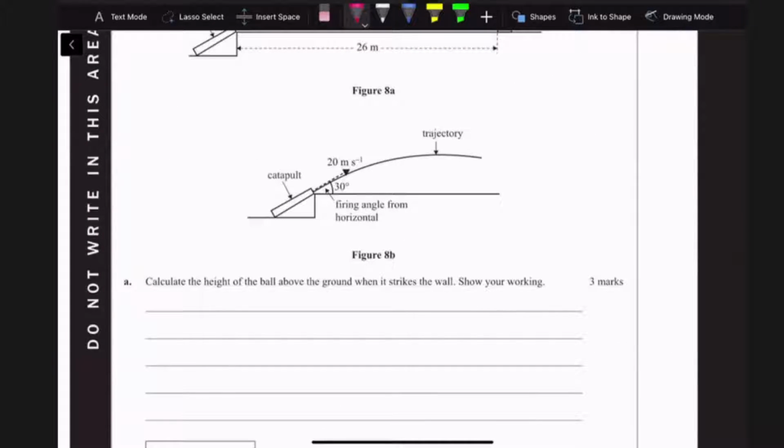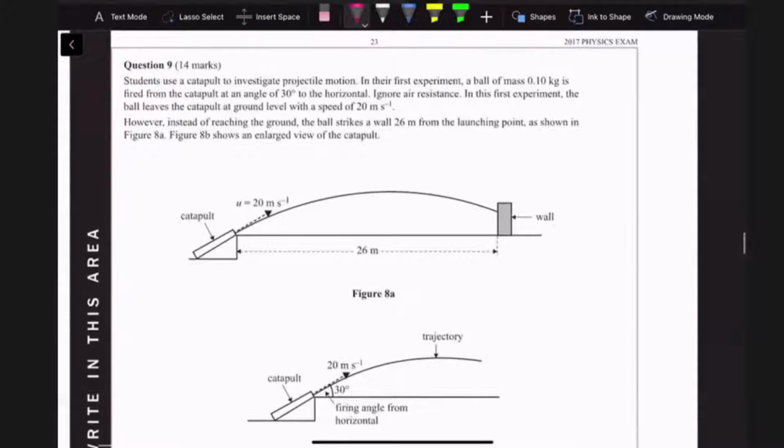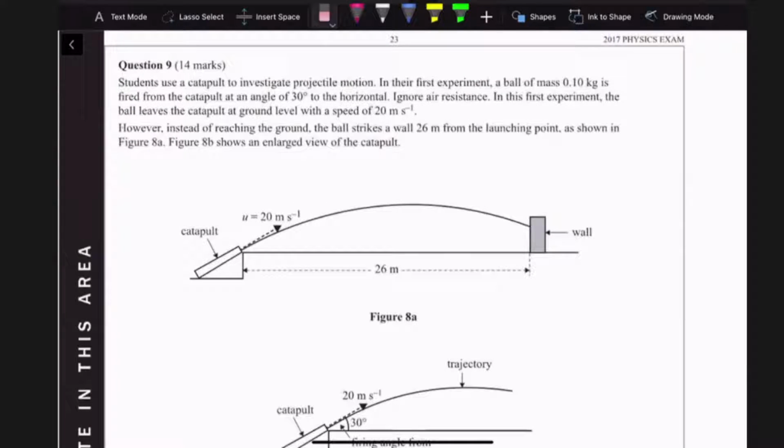Calculate the height of the ball when it strikes the wall. In the question, we've been given the mass and the angle of inclination. They told us to ignore air resistance, which makes sense because it's projectile motion, and then it tells you that it leaves the ground level with speed. So that's your initial speed, but we still have to split it into vector components. And then it says instead of reaching the ground, it strikes a wall 26 meters away.